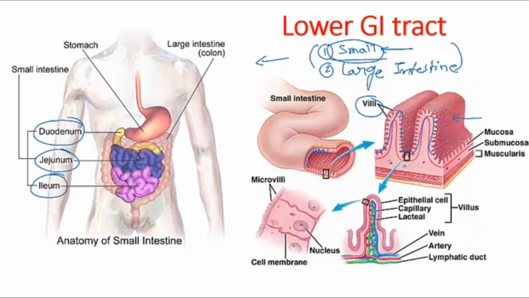Now if you zoom into one of those villi, you see the villi is further divided into even smaller fragments. These are known as microvilli, because these are the constituents of the villi, right? That is part of the small intestine.